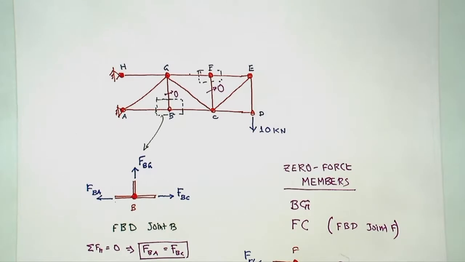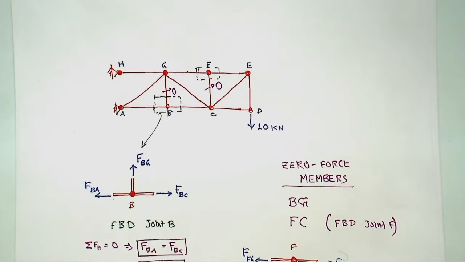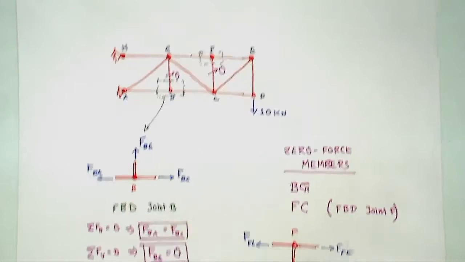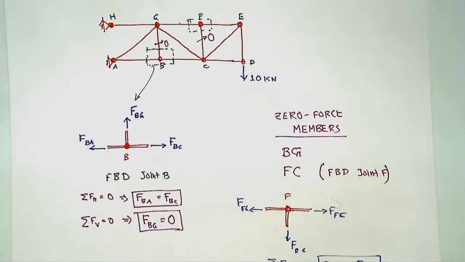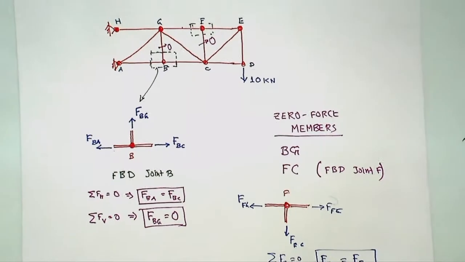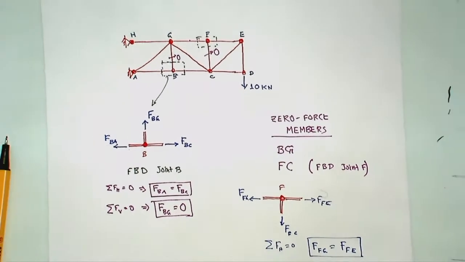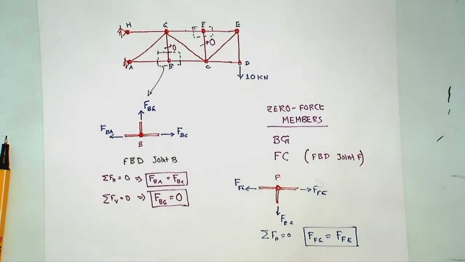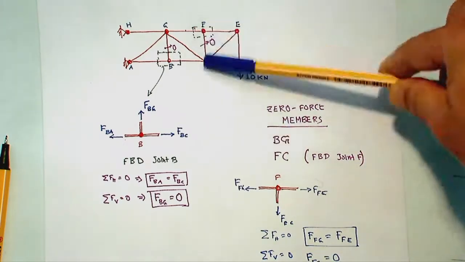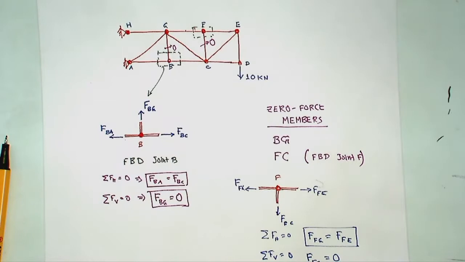So not 0, unfortunately. Could you please scroll down the paper? Thank you. And whereas summation of vertical forces equal to 0 will mean F_FC equal to 0, because that's the only force acting in this direction. So do you get why FG will not be 0?